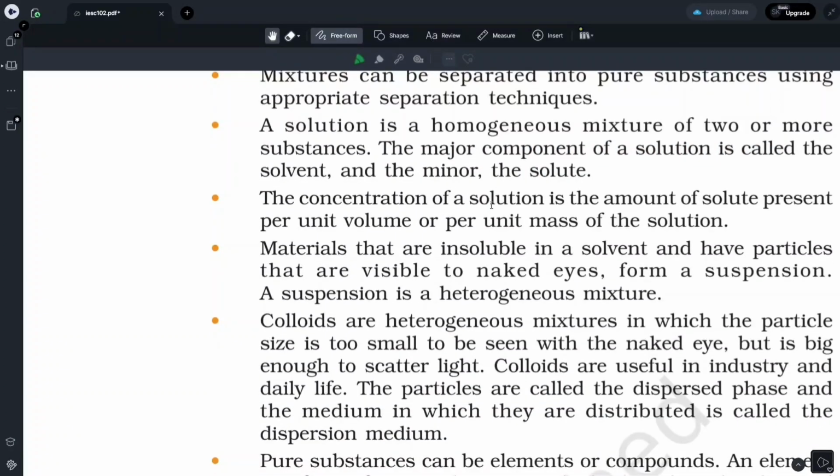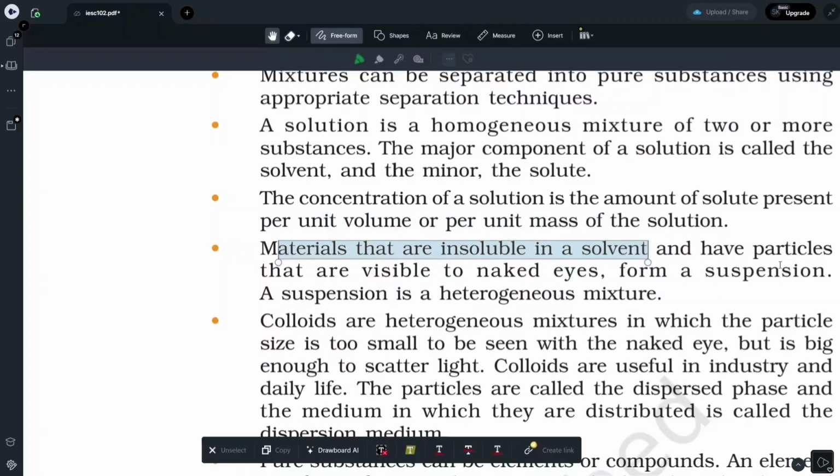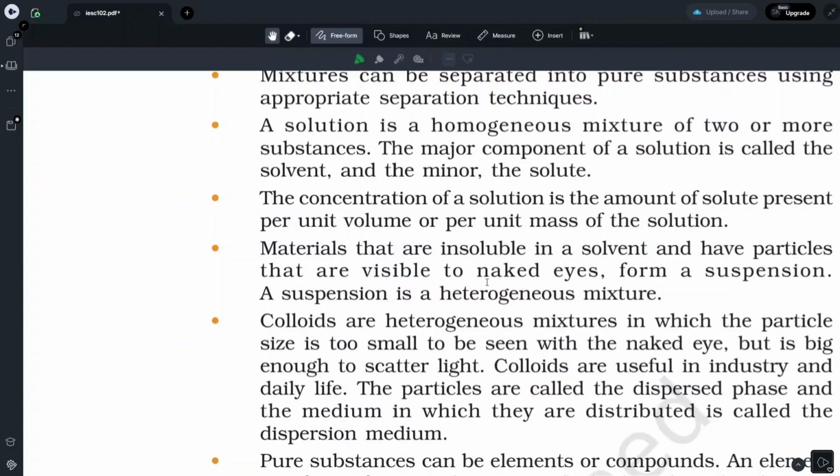The concentration of a solution is the amount of solute present per unit volume or per unit mass of the solution. Materials that are insoluble in a solvent and have particles visible to the naked eye form a suspension. A suspension is a heterogeneous mixture.